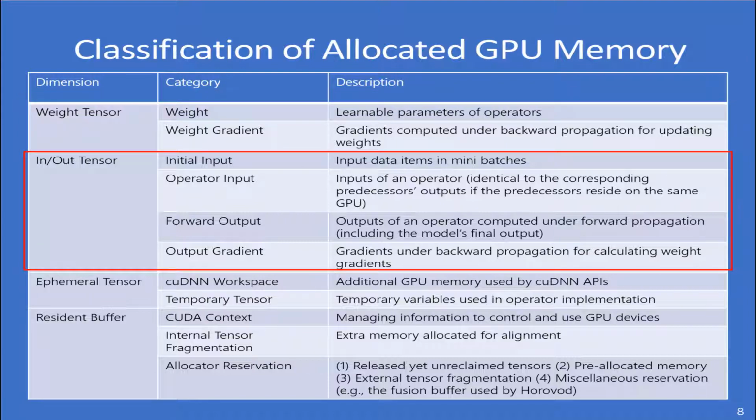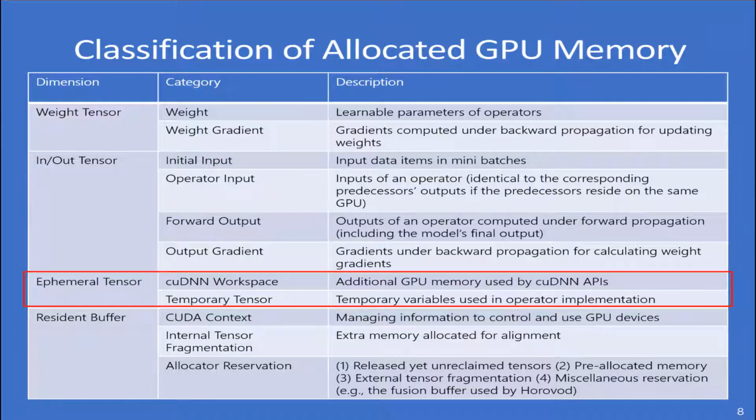The second one is the in-out tensor. It contains 4 subcategories. The first is the initial input. The second is the operator input. The third is the forward output, which represents the output of an operator computed under forward propagation, and the output gradient, which represents the gradients under backward propagation for calculating weight gradients.